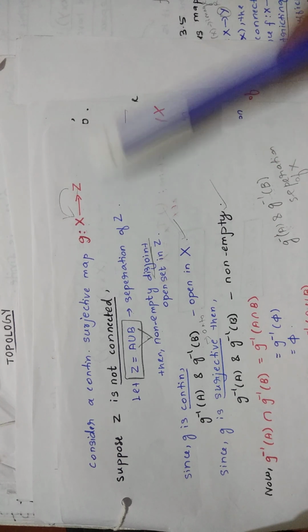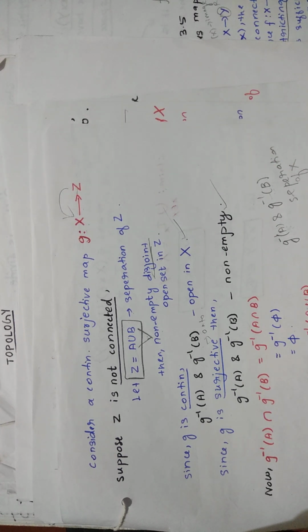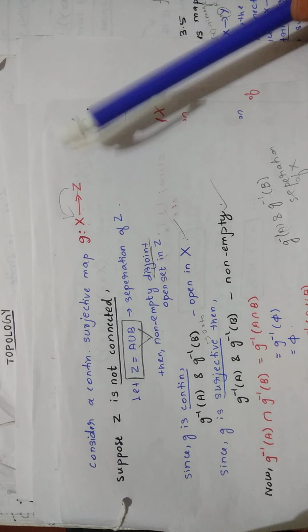You know that this g from X to Z mapping is continuous because just before you have said that. And you know it is a surjective mapping also. Surjective map means what? This mapping is satisfying the condition on 2. That is why you are calling it a surjective map. So this map is continuous and surjective.